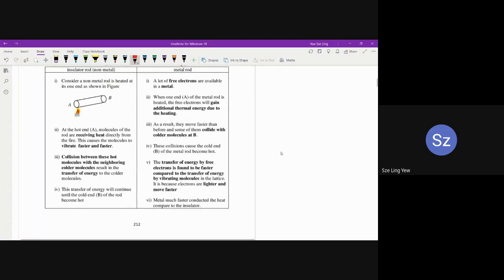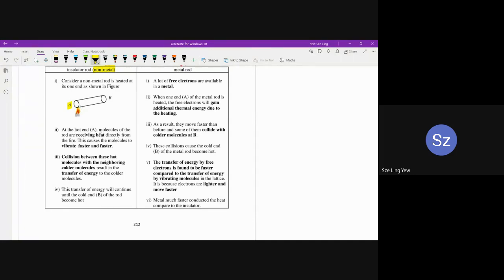So if you look at this table, it shows you how heat is being transferred in a metal rod and in an insulator rod. Okay, insulator means it is a non-metal. Non-metal means there's no free electron inside it. So consider a non-metal rod is being heated at one end as shown in the figure. So you start from end A. This end A, we will call it a hot end. Why? Because it is in direct contact with the heat source. So now you put a fire right here. So now point A is acting as a hot end.